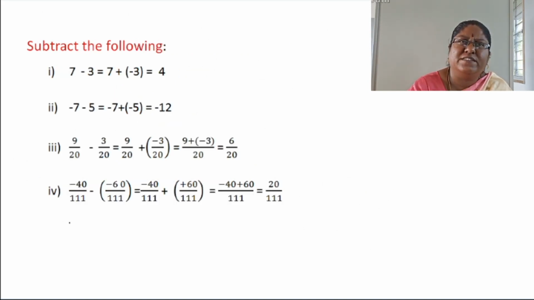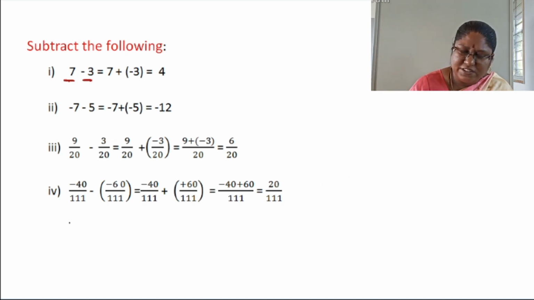First, ordinary subtraction. Take 7 minus 3. Keep the first number 7 as it is. Next, subtraction changes to plus. The second number is plus 3, and that changes to minus 3. So 7 plus minus 3.